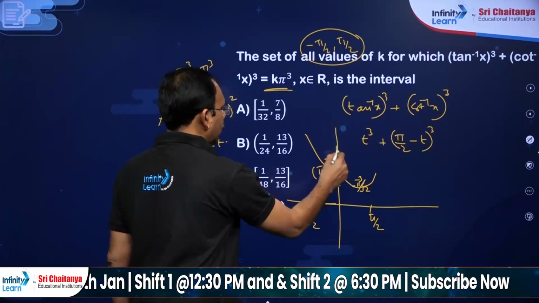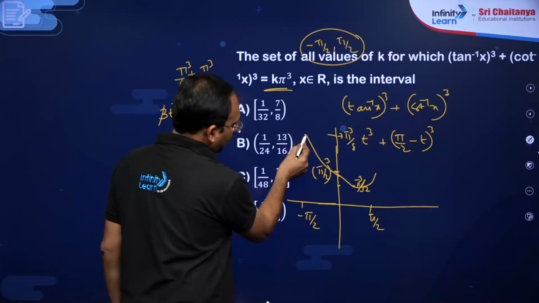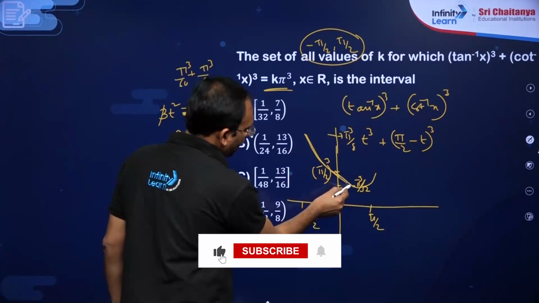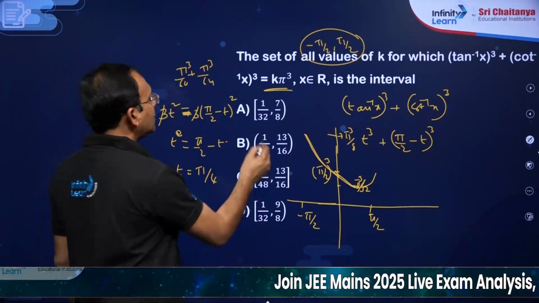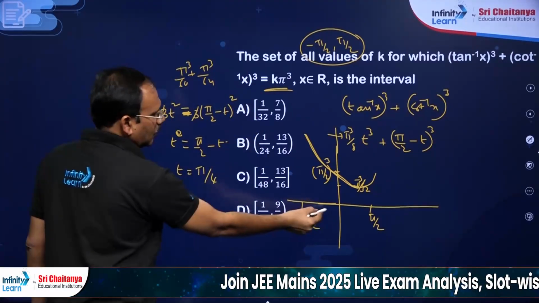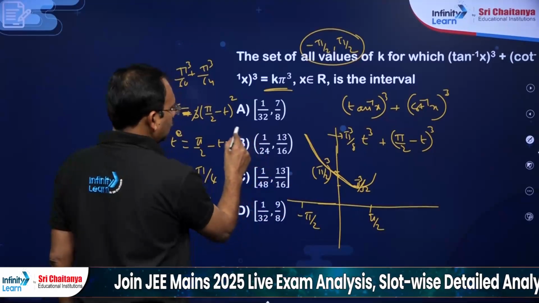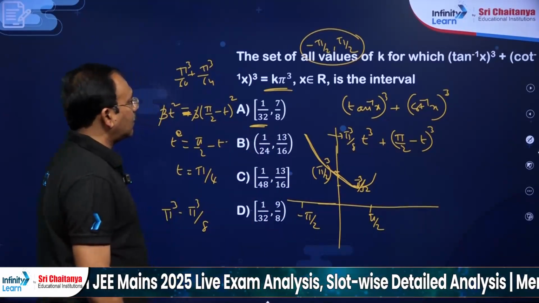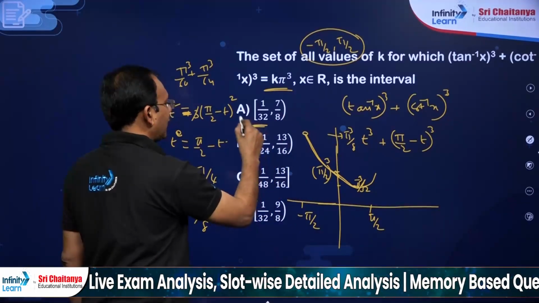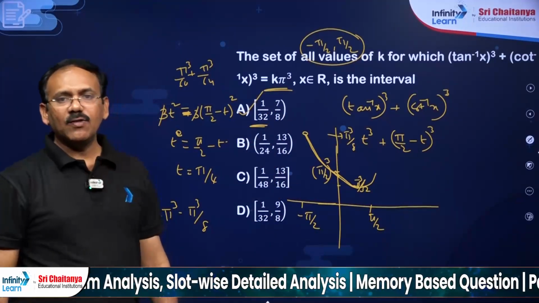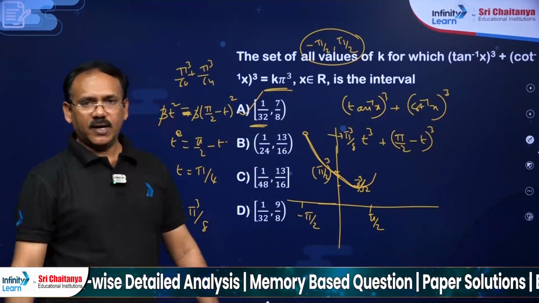7π³/8 you will get. That means it is taking a maximum value of 7π³/8 and a minimum of π³/32. So the range lies between, minimum it takes π³/32, and the maximum you are going to get, open interval, 7π³/8. In this way you can find the range of this particular expression. K must lie between these two, my dear friends.